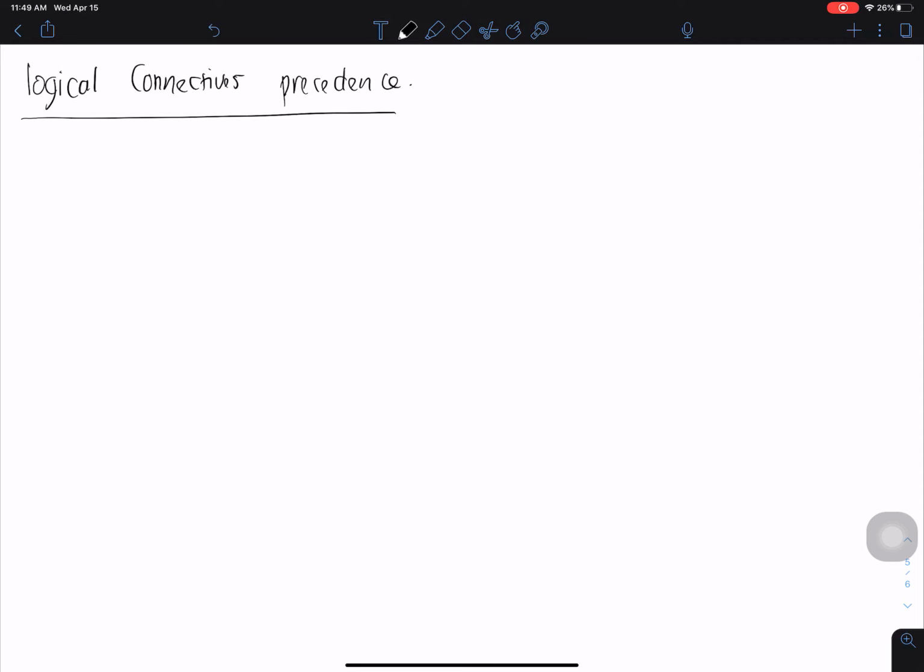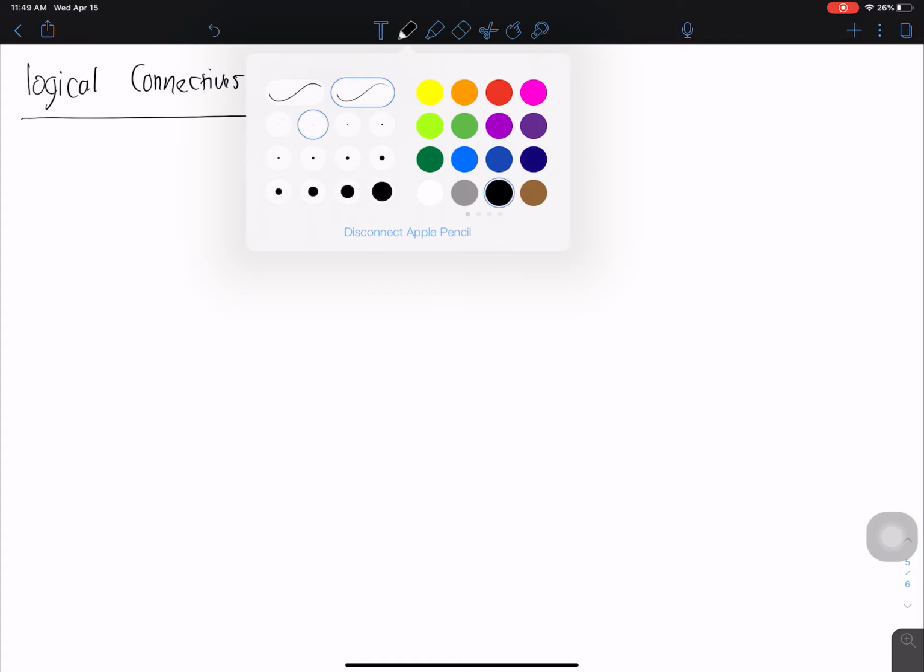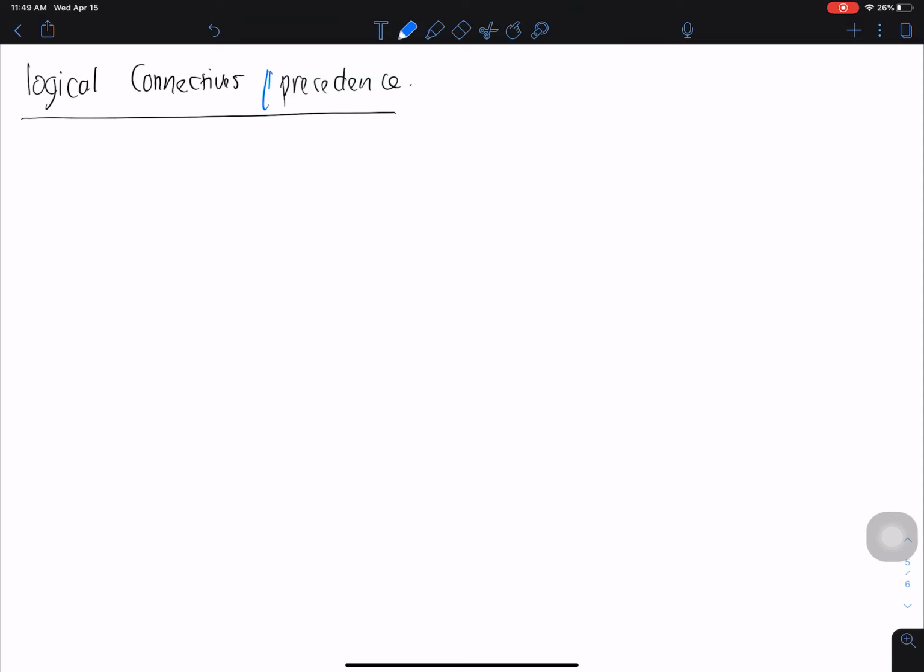The next one that I would like to discuss is truth table. But before that, I would like to continue a little bit on the logical connectives. About the precedence, we haven't said anything for the precedence earlier on the previous video. So precedence is the rank among all of these logical connectives.